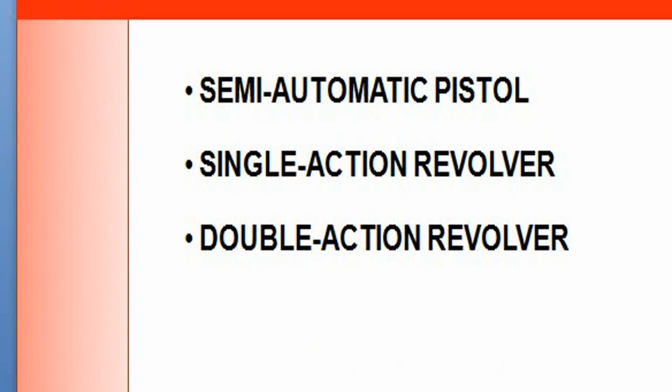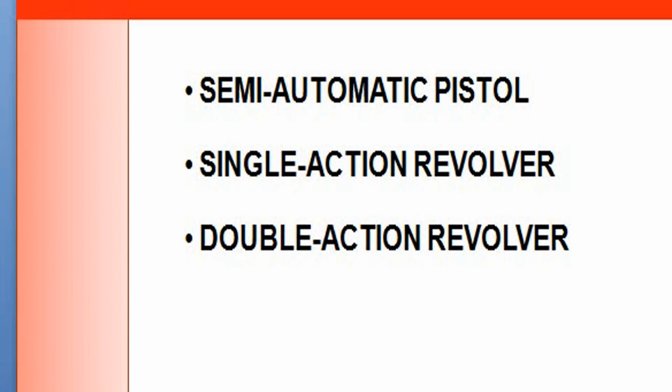Now there's a few different types of common pistol action types. We have a semi-automatic. We have the single action revolver. We have a double action revolver. Those are the common pistol action types.